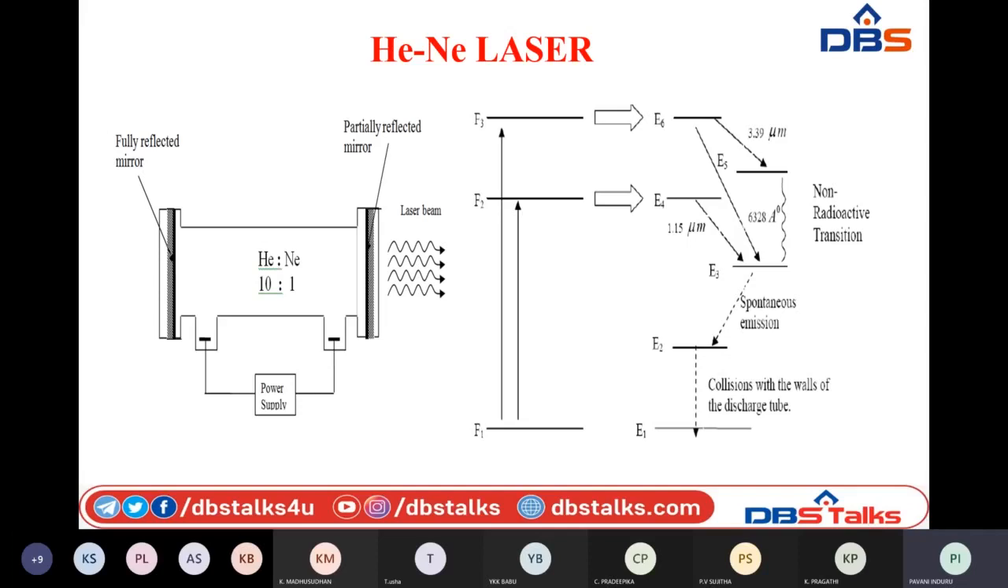When they get excited, they go to the upper energy states like E6. So the higher energy state is E6 present in the neon atom, and all the neon atoms will go to the E6 state. Since the lifetime of E6 is very short, they fall back immediately to E5. And hence, see here, we have two equal energy states.